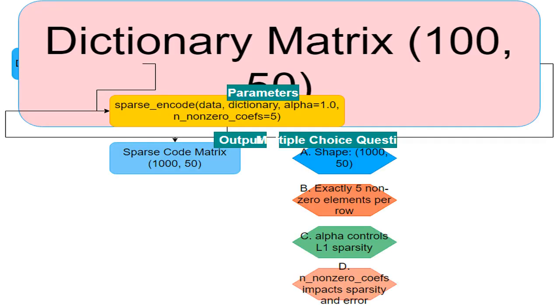Think of this as a codebook. It's a matrix with 100 rows, matching the number of features in my data, and 50 columns. Each column represents a basic building block or atom that I use to reconstruct the original data in a much smaller, more efficient way. It's like having 50 basic words to represent any concept.